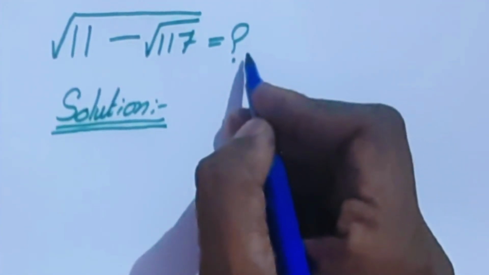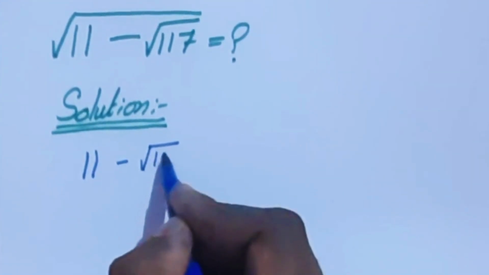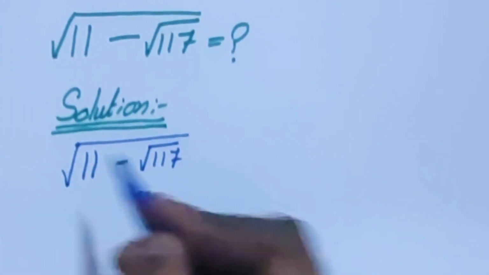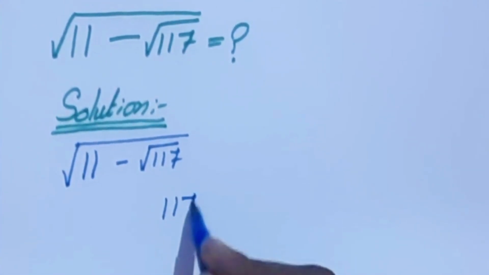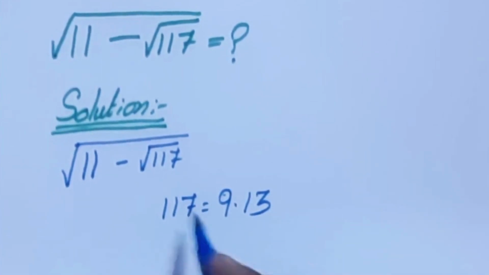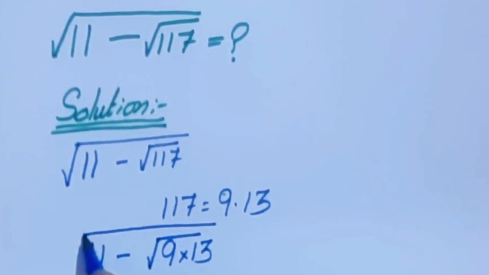Today we are going to solve this problem. Solution: square root of 11 minus square root of 117. Now this 117 can be written as 9 times 13, so this we are going to apply here. Square root of 11 minus square root of 9 times 13.